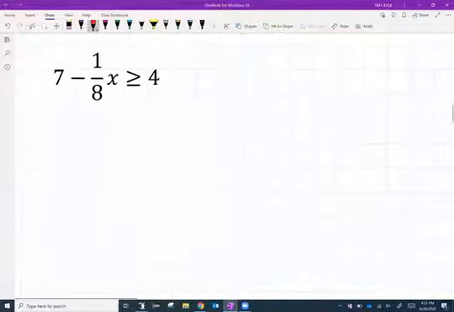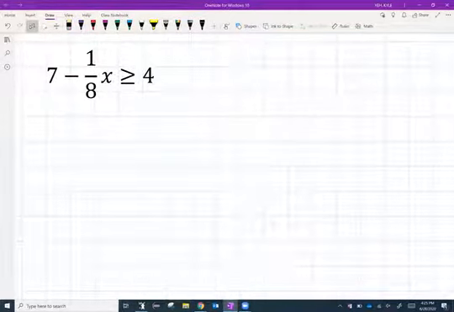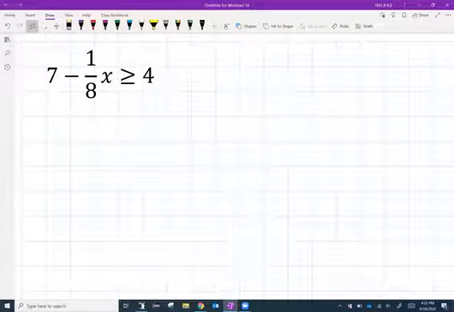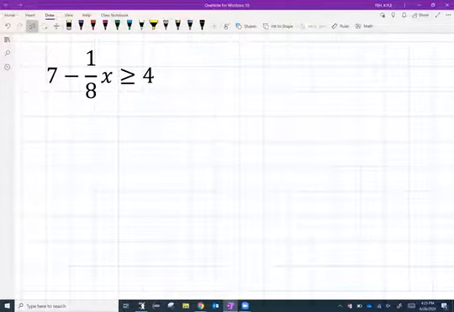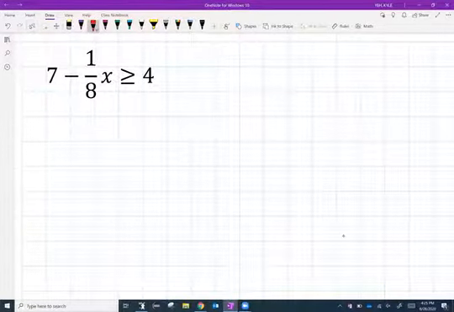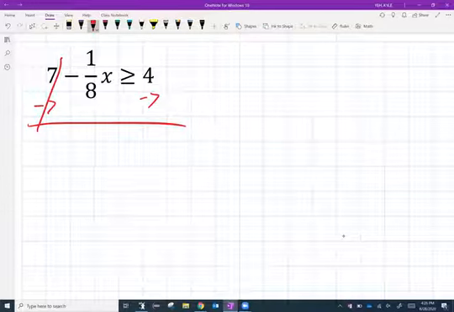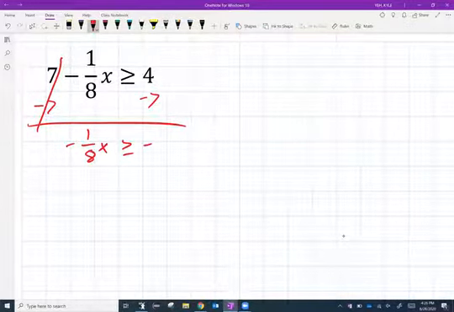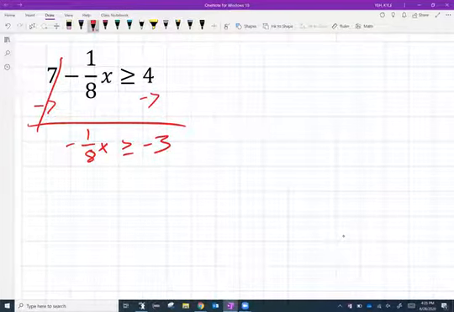So, one here with a fraction, making it a little bit trickier. 7 minus 1/8 x is greater than or equal to 4. So I'll start by subtracting 7 on both sides. Gets rid of it on the left. Negative 1/8 x is greater than or equal to negative 3. So negative 1/8 x, I need to get x alone. That means I need to divide by negative 1/8.